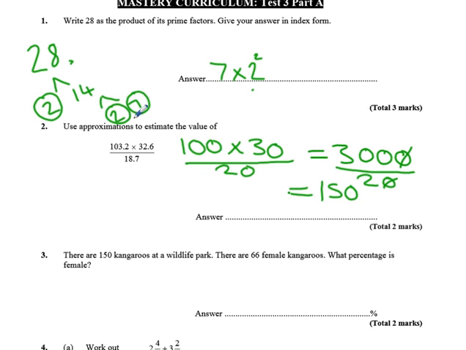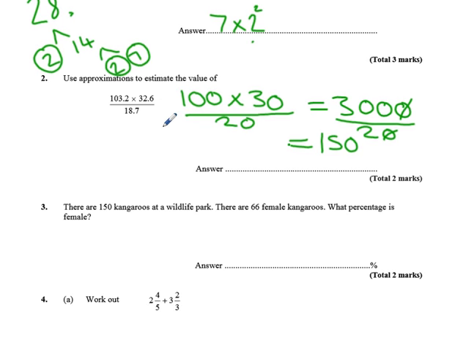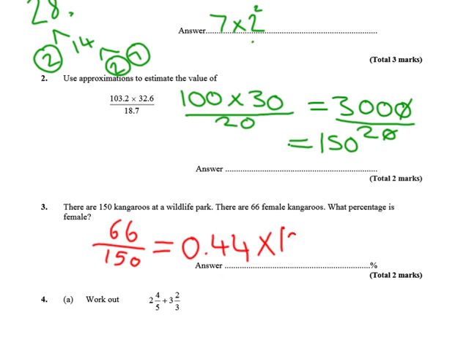Right, question 3. There are 150 kangaroos at a wildlife park. There are 66 female kangaroos. What percentage is female? Right, there are 66 females out of 150. We have to convert this to a percentage. So if you divide 66 by 150, you get 0.44. To turn it into a percentage, you can times that by 100. So 0.44 times 100, and the answer is 44%. Thank you very much, Bobby.